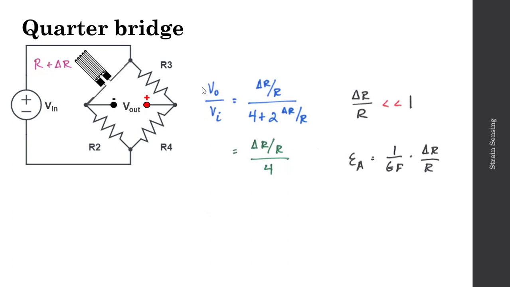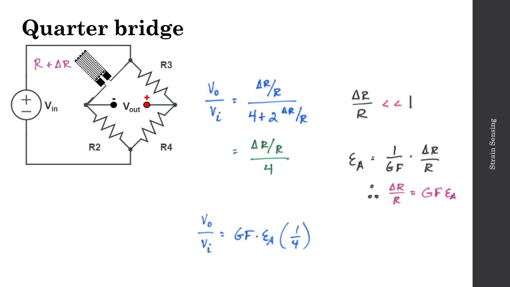Recall also that the axial strain in my strain gauge is defined as 1 over the gauge factor times delta R over R. And so I can write this as delta R over R is equal to the gauge factor times my axial strain. So if I substitute back in for delta R over R, I'll get a description of the ratio of output voltage over input voltage equal to my gauge factor times my axial strain all divided by 4.